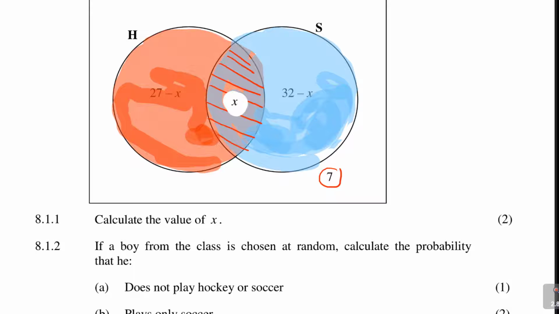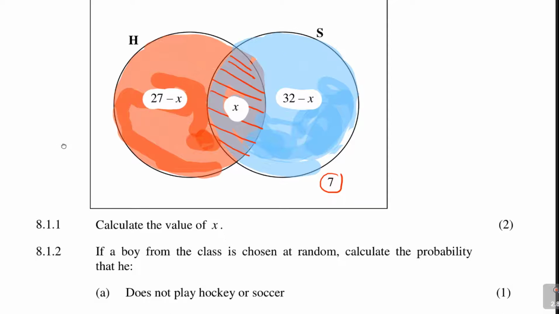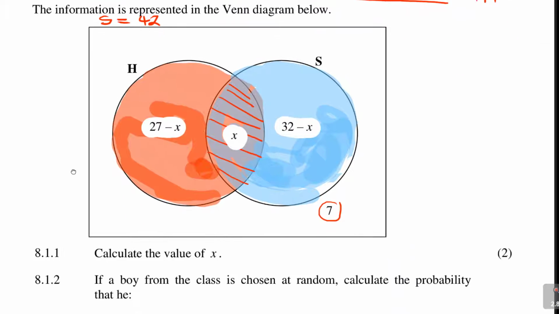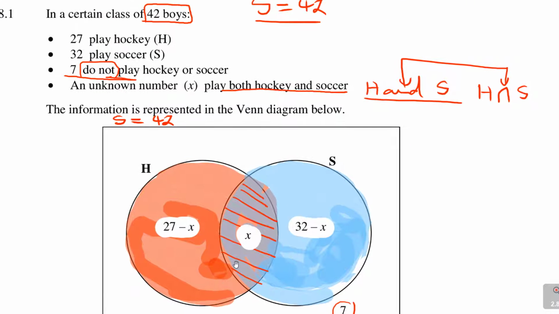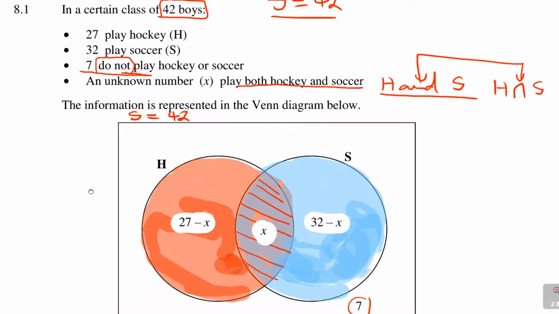They're saying here, let me just make it clear for you. This was 27X, this was 32X. And then they're saying here, calculate the value of X. Now, the question is, how did they get this 27 minus X? If I can just show you.